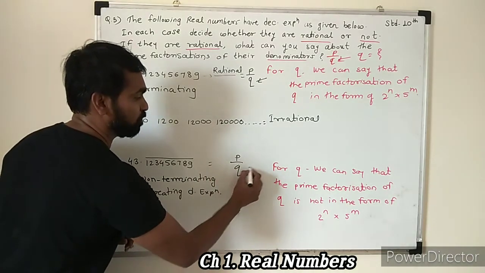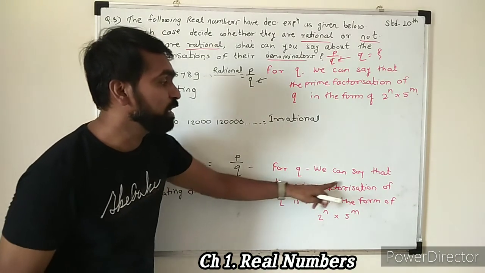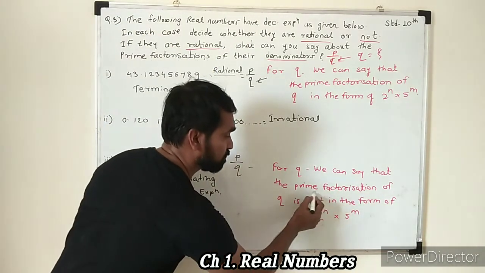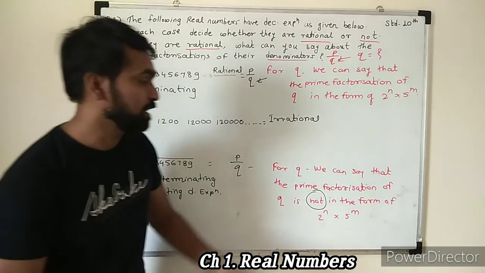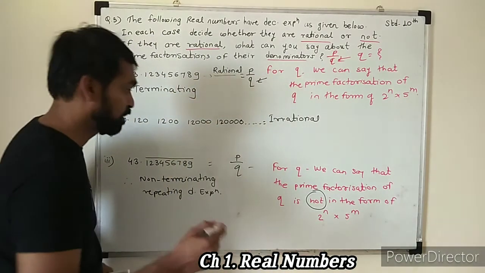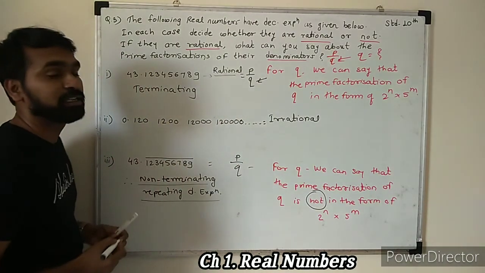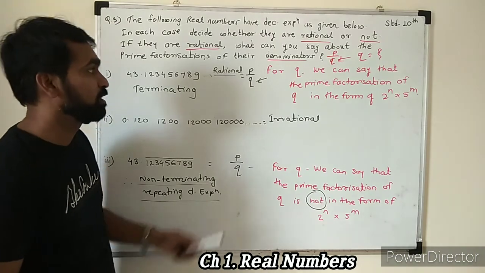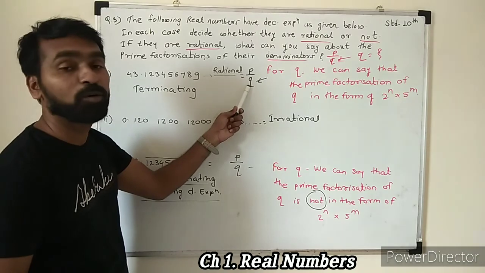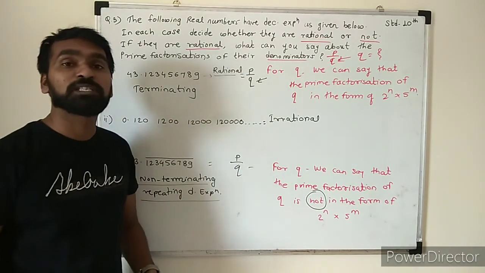Okay, so here non-terminating, so not in the form of P upon Q. Either you have to write P upon Q form. That time here what? For Q, we can say that the prime factorization of Q is not in the form of 2 raised to n into 5 raised to m. Why here do you not write it? Because it is a non-terminating repeating decimal expansion. Okay, only when the rational number is given, that time in the form of P upon Q, you write it. Okay. So all of you understood for this exercise.